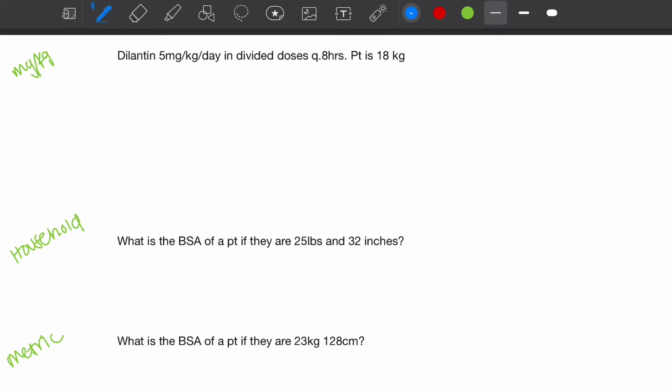So our problem says that we have Dilantin ordered 5 milligrams per kilogram per day in divided doses every 8 hours, and our patient is 18 kilograms. So all we're going to do is take our 18 kilograms and multiply that by 5. And that will knock out our kilograms, and that will leave us with milligrams per day. So 18 times 5 is 90 milligrams per day.